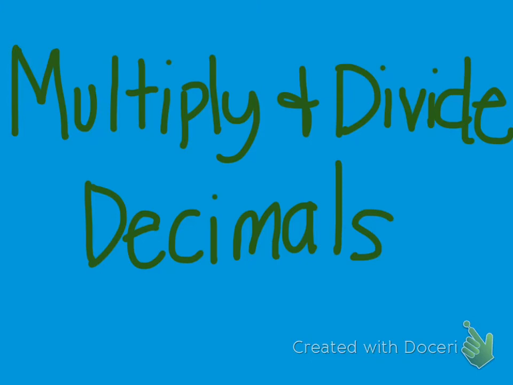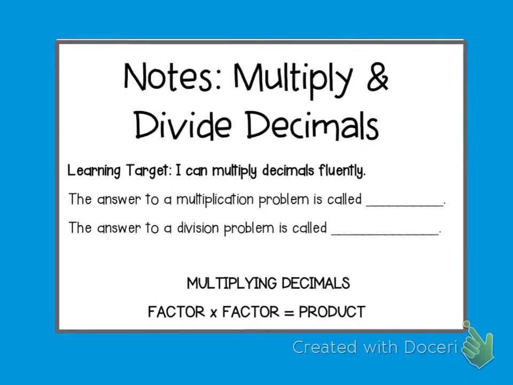Today we're going to revisit how to multiply and divide decimals. We are going to multiply decimals fluently, recap on our terminology. So the answer to a multiplication problem is what we call a product. And then the answer to a division problem is what we call a quotient.